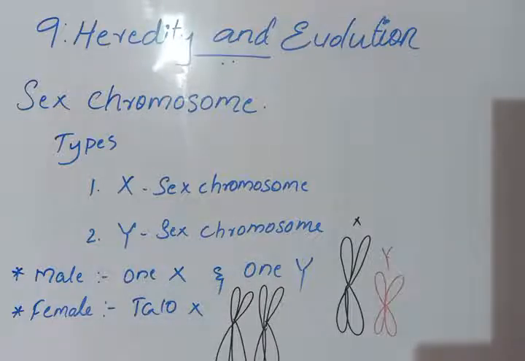So these are the basic things regarding the sex chromosome. Male has one X chromosome and one Y chromosome, so half of the sperms will have X chromosome and half will have Y chromosome. On the other hand, female will have two X chromosomes, so there is no Y chromosome in female. All the female gametes, called ovum, will have only X chromosome.